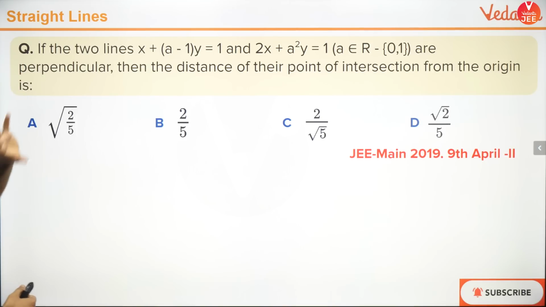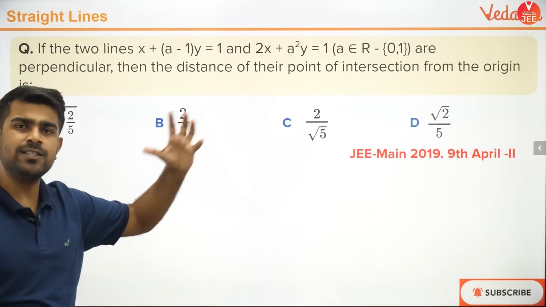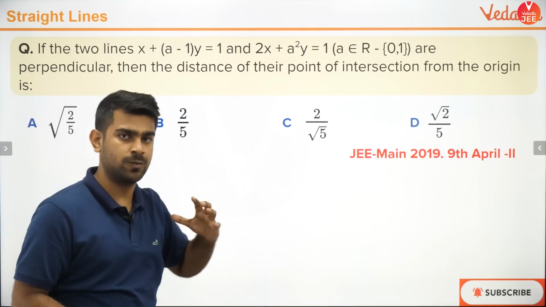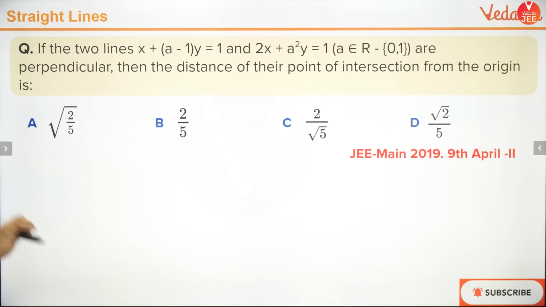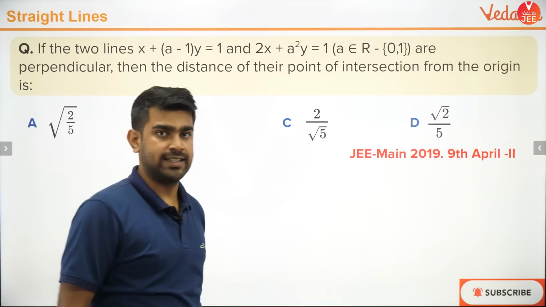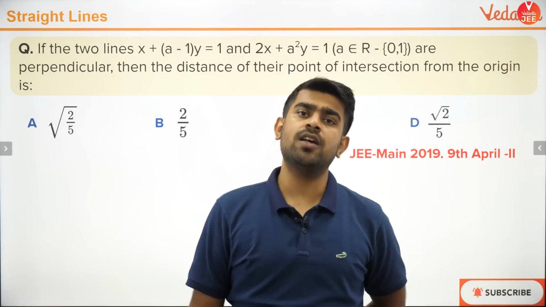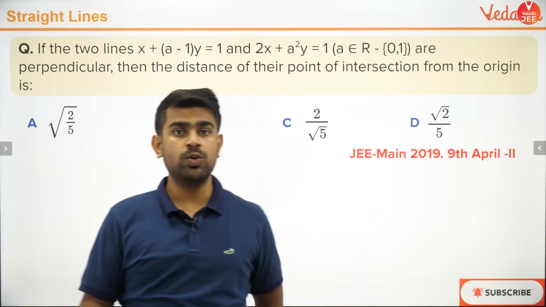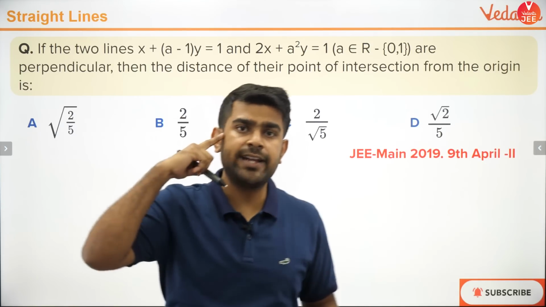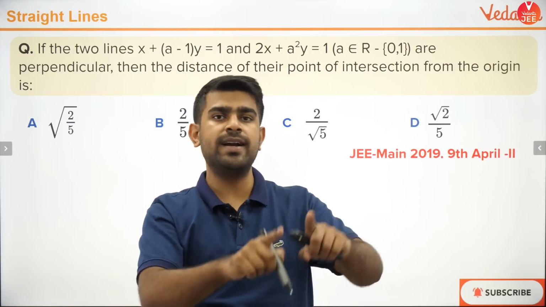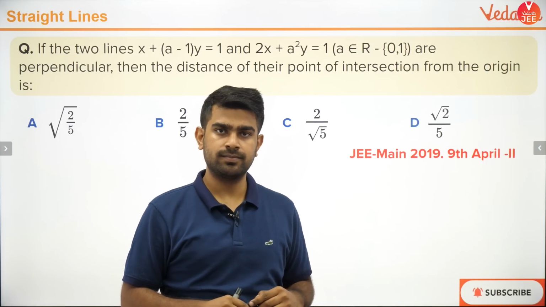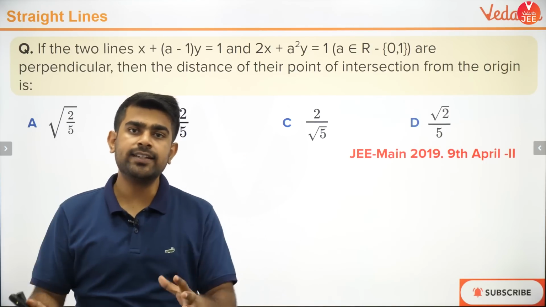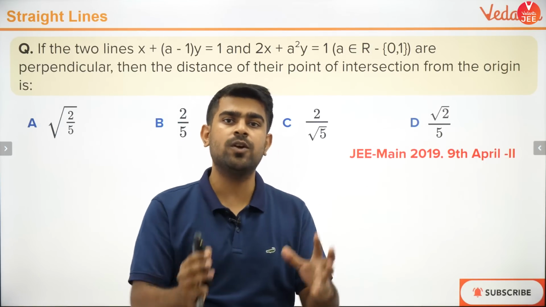There are two straight lines. Of course, they are straight lines. Why? Because they are linear equations in x and y. So these two straight lines are perpendicular. That's the first piece of information you understand. These two are perpendicular. So naturally, I know that the product of the slopes of these two lines will be equal to minus 1. Okay?